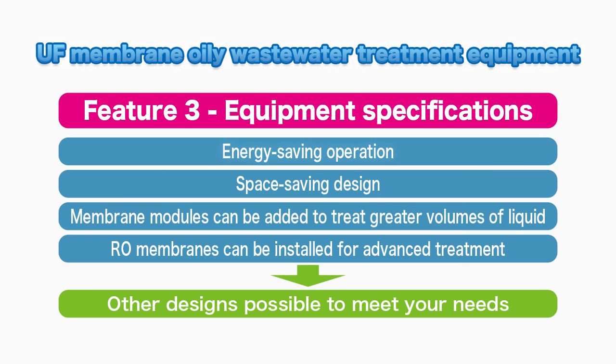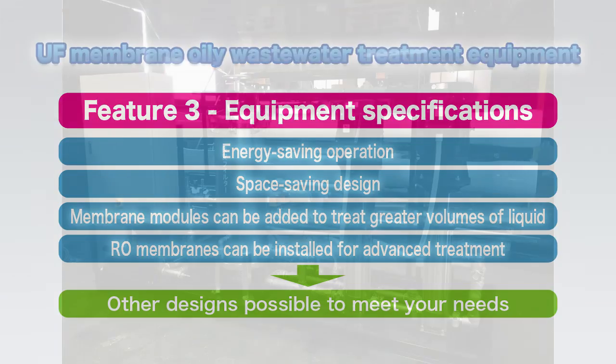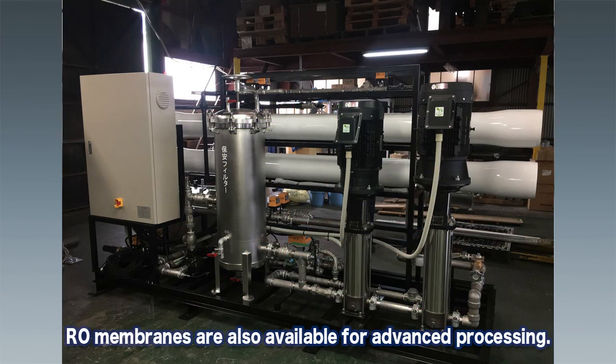Equipment specifications. The equipment realizes energy-saving operation and a space-saving design. It is also possible to install additional membrane modules, so an increase in the volume of wastewater can be easily handled. In addition, various options are offered to meet the requirements of individual sites. RO membranes are also available for advanced processing.